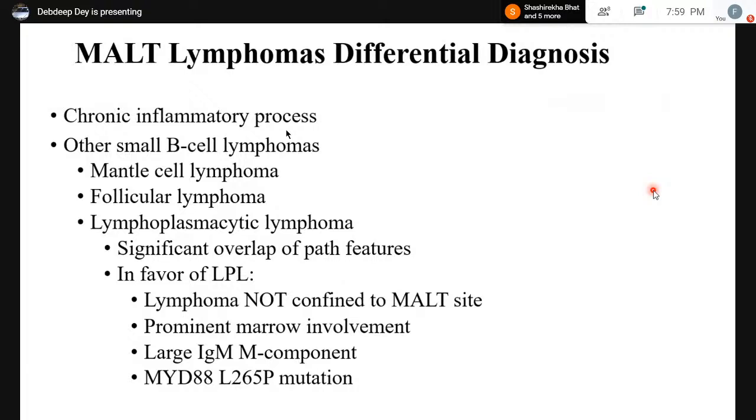The real problem is a MALT versus a lymphoplasmacytic lymphoma. There's a significant degree of overlap, and if there is marrow involvement, if there is a large IgM component, and if there's a MYD88 mutation, that helps in favor of an LPL. But in certain cases, it is not possible to have all this information when you are actually authorizing the report. So you can say that this is a low-grade B-cell lymphoma and the disease is between a marginal zone versus a lymphoplasmacytic lymphoma, and suggest to do all these tests.